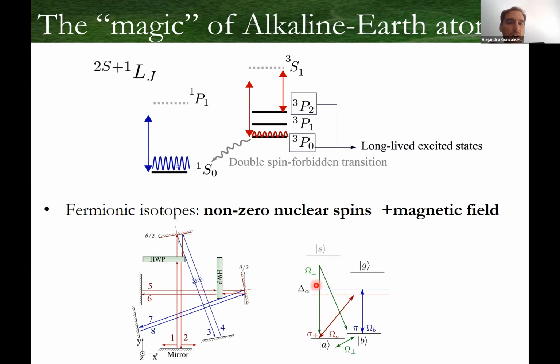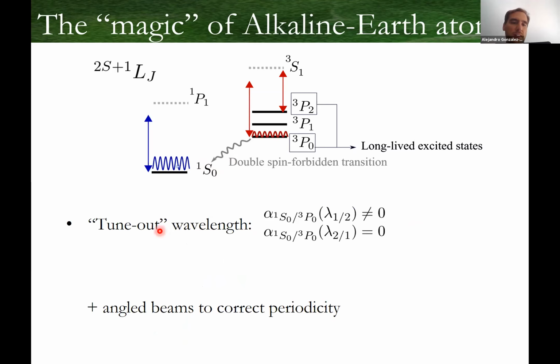bilayers. The other one is what people call tune-out wavelengths. People know that for these atoms, there are certain wavelengths at which the polarizability of this atomic state, and therefore the potential that you are creating, is 0, while the other one is not 0. So basically, this allows you to create, for these two wavelengths, independent potentials for the two.